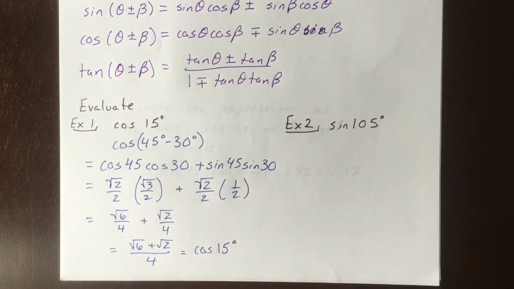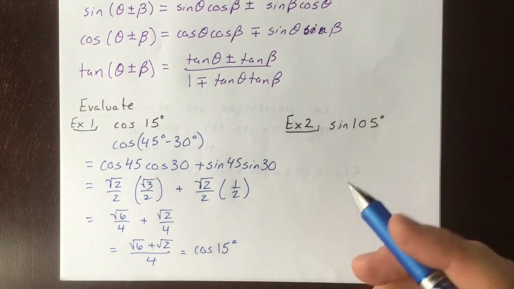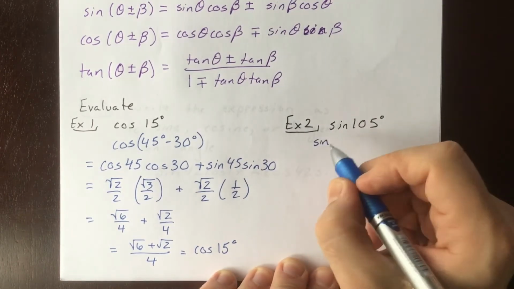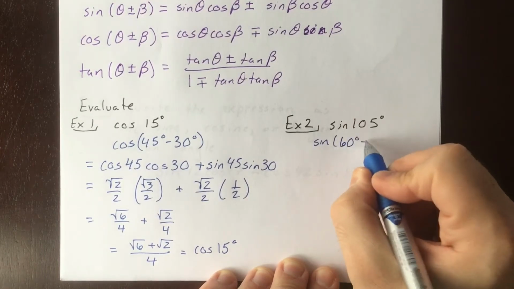Now for the sine of 105. The sine of 105, we can identify this as sine of 60 degrees plus 45 degrees.